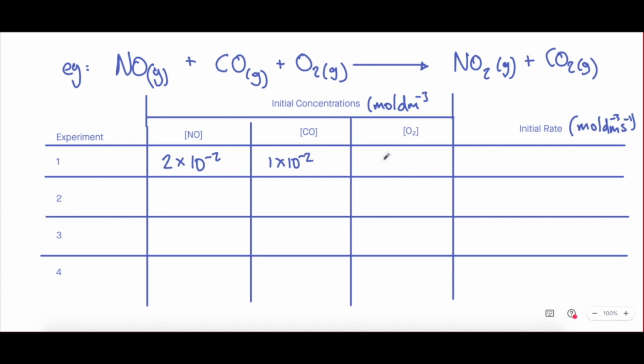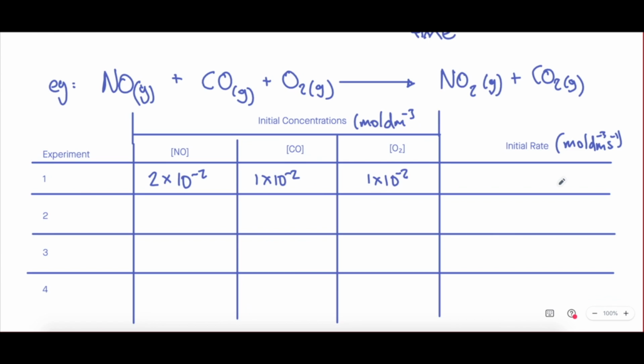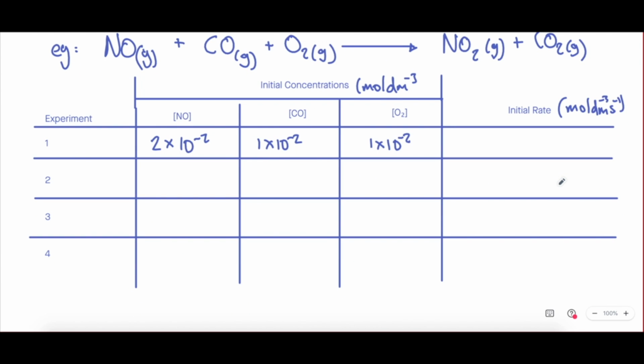And then for oxygen, we pick 1 times 10 to the -2. Okay, so we do this reaction, we monitor everything that's happening, and we draw a graph of the concentration against time, like this, and then we work out the initial rate by finding the tangent and working out the gradient of the tangent. So we do all of that, and then we get our initial rate to be 0.176 mole per dm cubed per second.